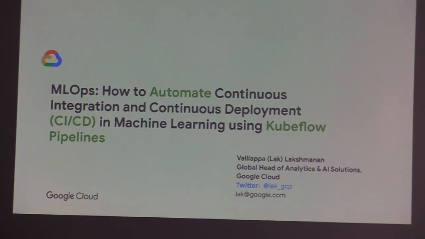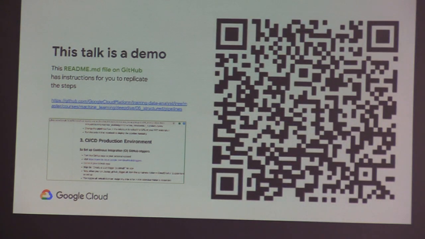So it's about how to automate CI/CD in machine learning using Kubeflow pipelines. And I'm going to be talking primarily around the automation bit, the CI/CD bit, and the Kubeflow pipelines bit. The assumption being that you can apply this to any type of machine learning problem. So we're not going to be talking about the machine learning aspect of it, but we're going to be talking about everything that surrounds it. And much of this talk is essentially going to be a demo.